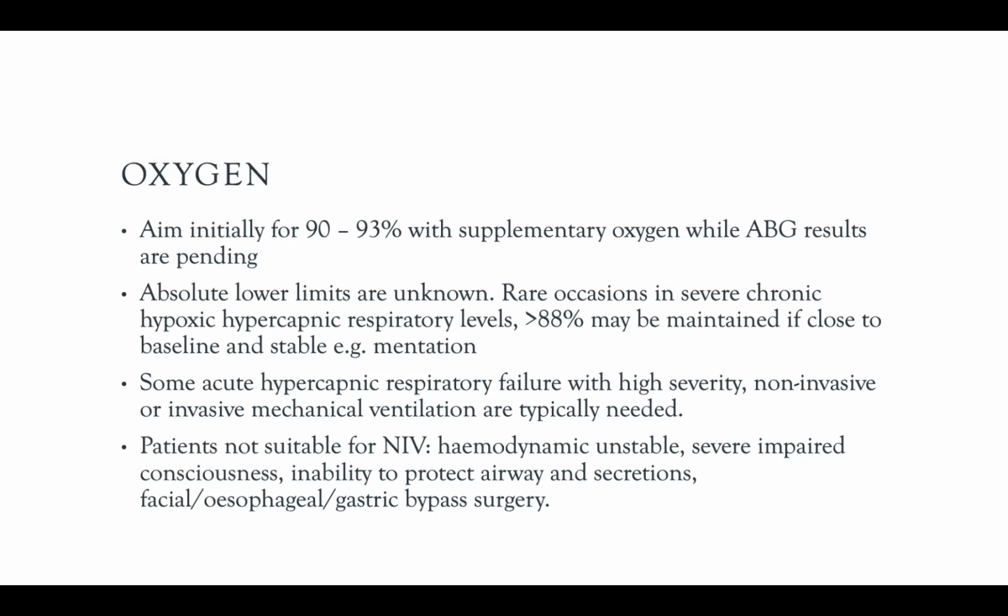On rare occasions, if they have very severe known chronic hypoxic hypercapnic levels, then we can aim for about 88% if we know that's close to their baseline and they're stable in terms of their cognition. In acute hypercapnic respiratory failure of very high severity, they probably need more than just supplemental oxygen, and we need to think about NIV and invasive mechanical ventilation.